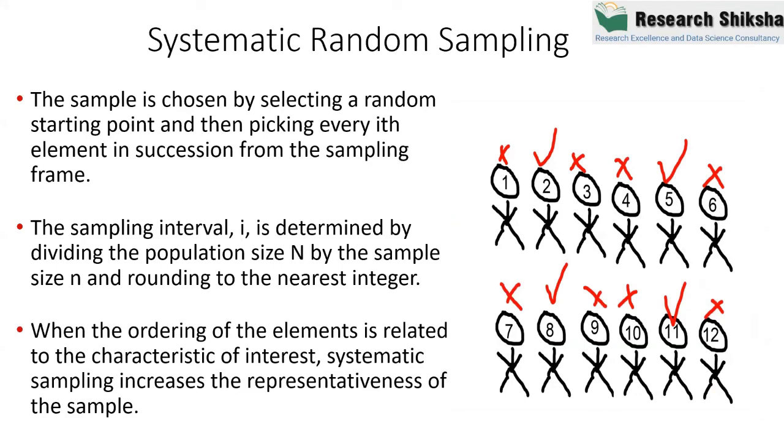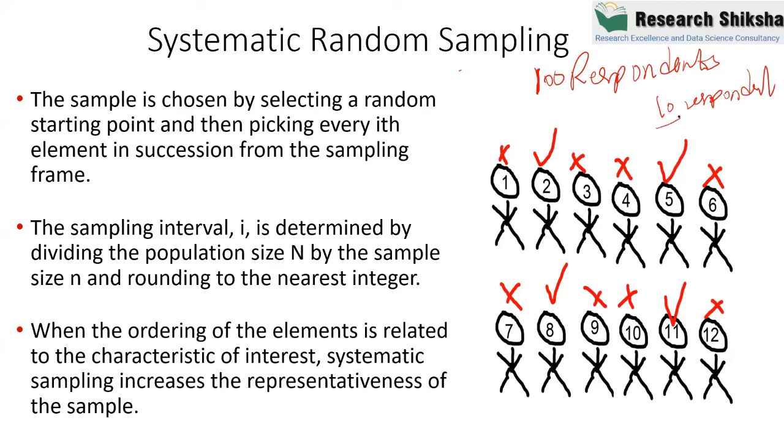In the systematic random sampling method, we identify the first unit by simple random sampling, and then we go for systematic random sampling. I'm giving you one example. Suppose I have 100 respondents, and out of these 100 respondents, I want to pick 10 respondents.